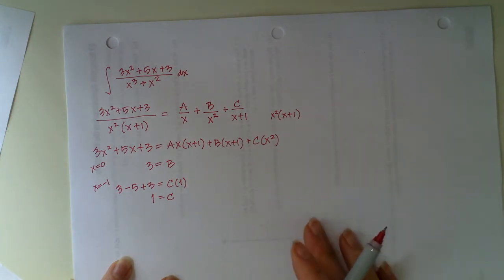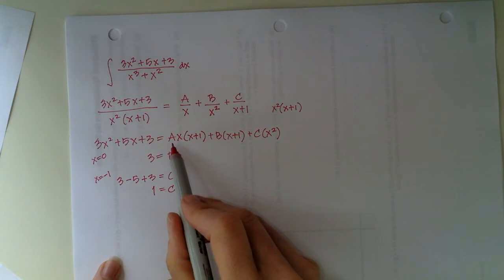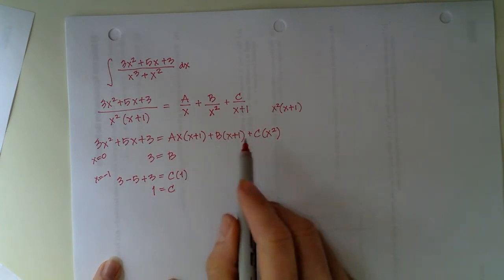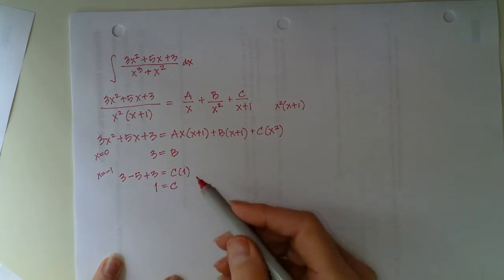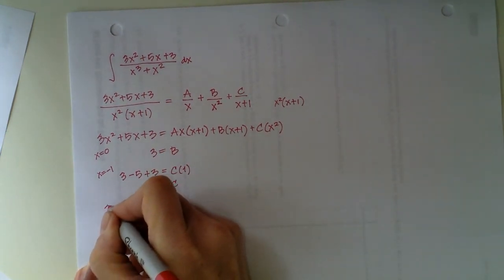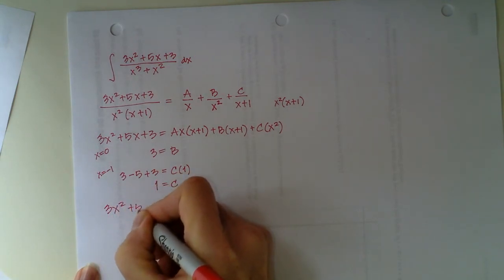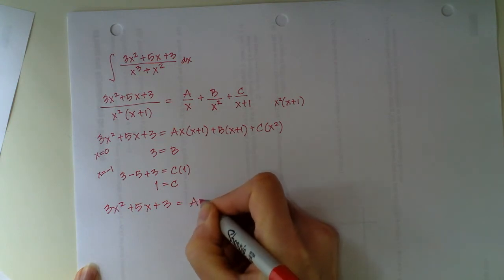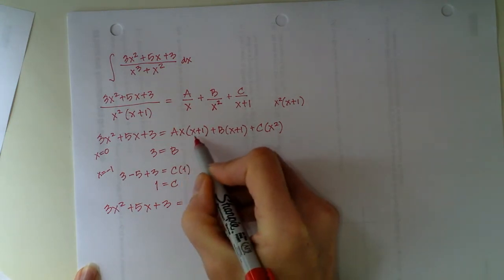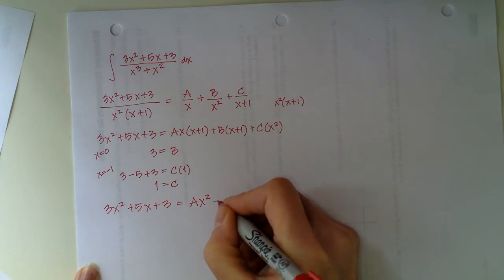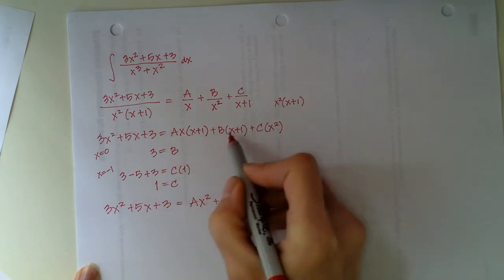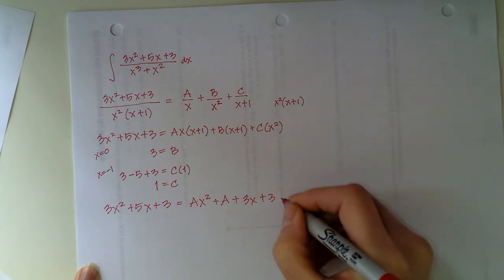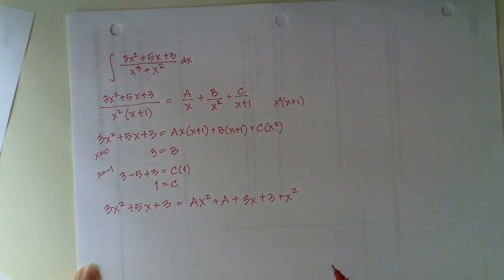And then the last thing left to get is the value of a, and there's nothing I can make x equal to get rid of everything else. But I can plug these in and see what I have. So let's see what this looks like. 3x squared plus 5x plus 3 is equal to, I'm going to write this ax squared, and then ax times 1 is ax. B is equal to 3, so 3x plus 3. And c is equal to 1, so plus x squared.